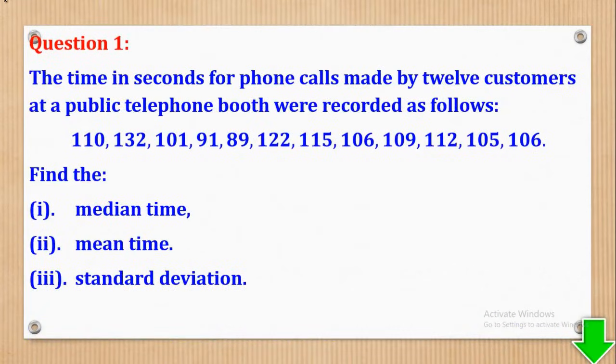So with that knowledge, let's go through these questions. Question 1 says that the time in seconds for phone calls made by 12 customers at a public telephone booth were recorded as follows. So these are the seconds taken by each. Then it says find: Roman 1, the median time; Roman 2, the mean time; and Roman 3, the standard deviation.